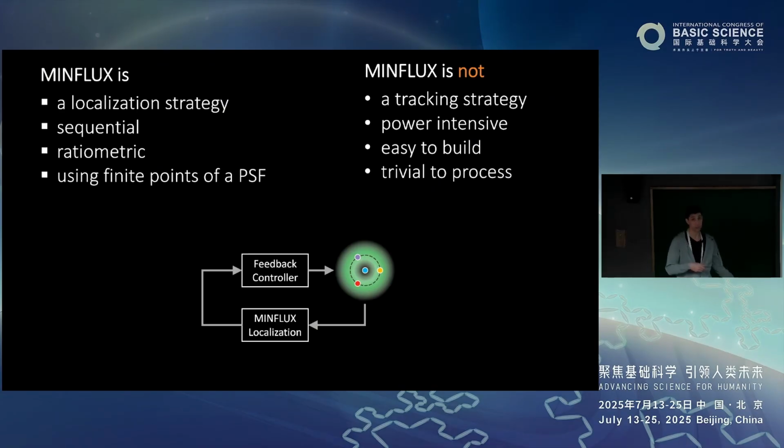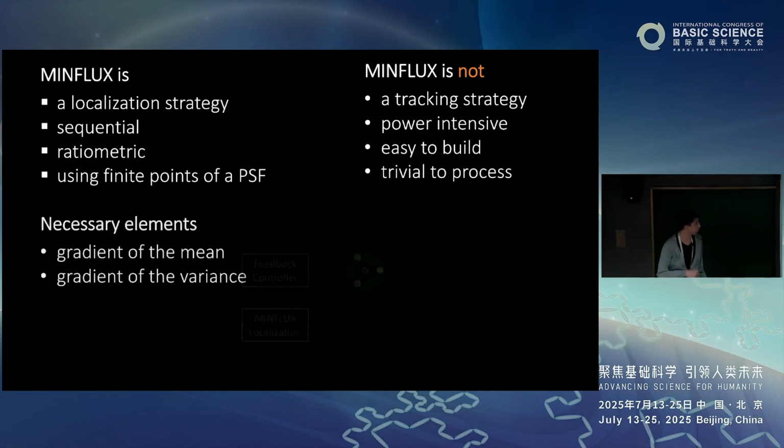It's not easy to build because you want all these features large, and it's not trivial to process. The necessary elements are to have a spatial gradient of the mean and a spatial gradient of the variance of the measure, meaning the Poissonian photon.